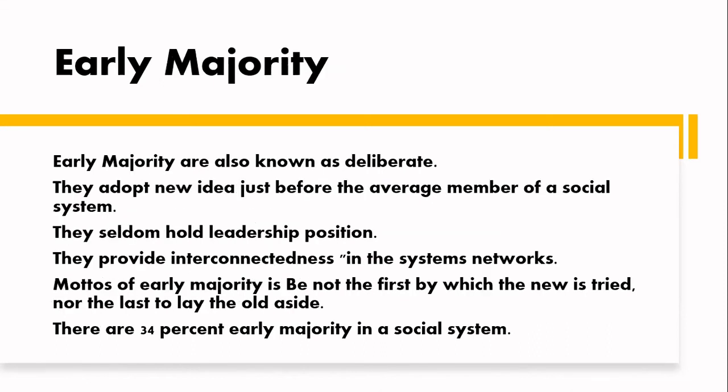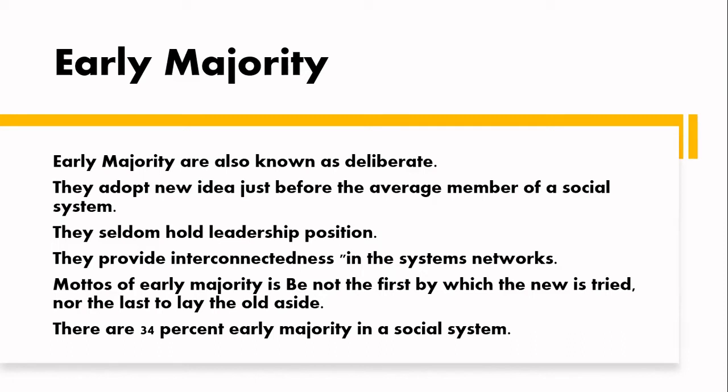Local missionaries. And the third category is considered the early majority. Early majorities are also known as deliberates. They adopt a new idea just before the average members of the social system. Actually, they are within the first 50%. They seldom hold leadership positions. These are the people who are happy to keep leadership positions in the social system.